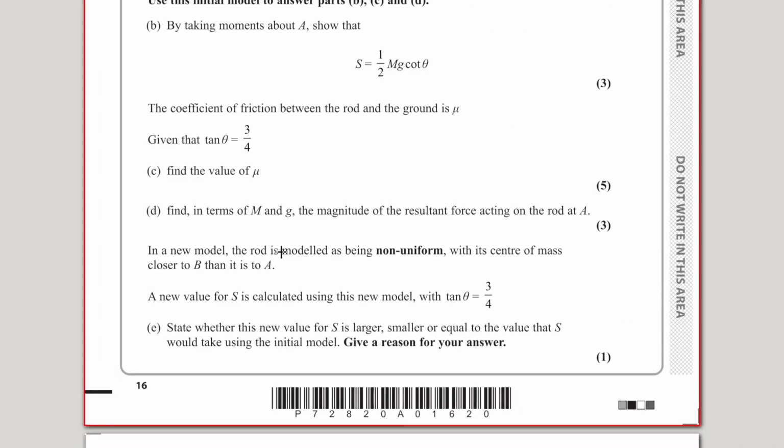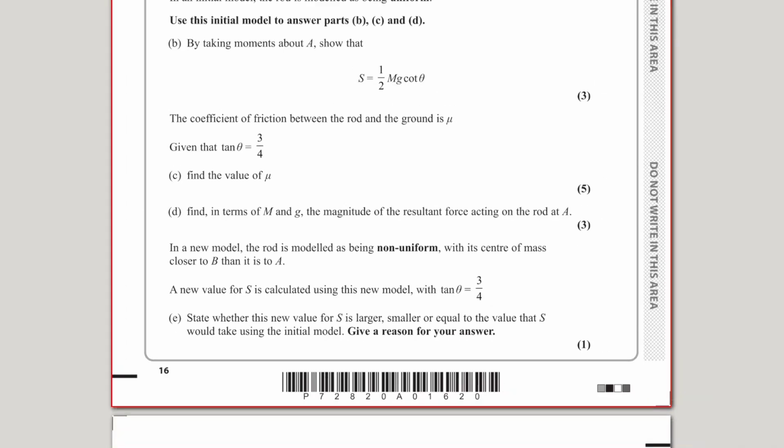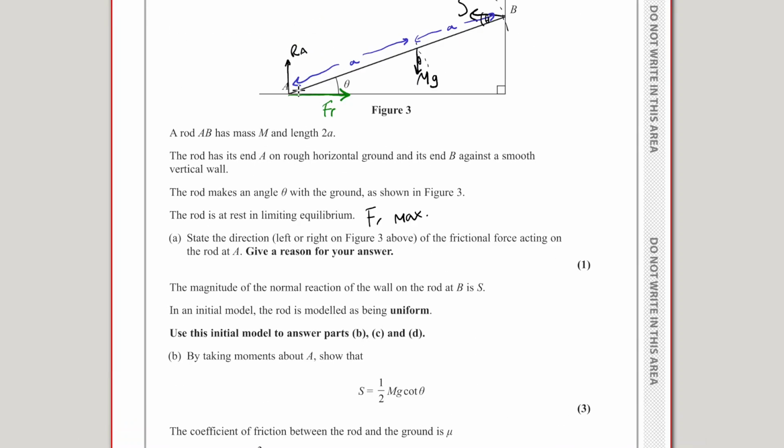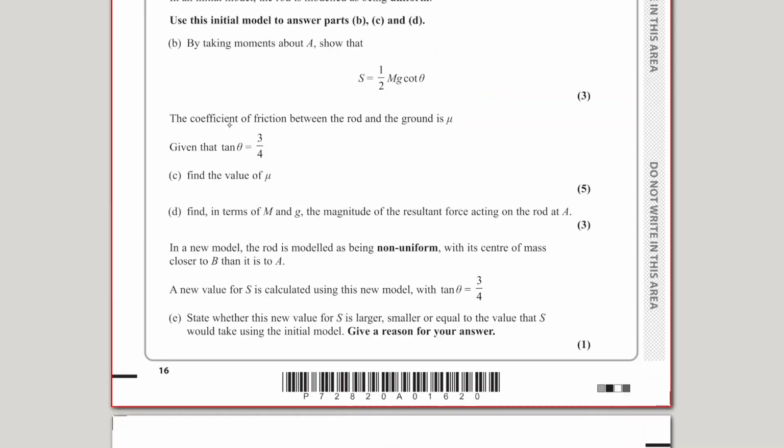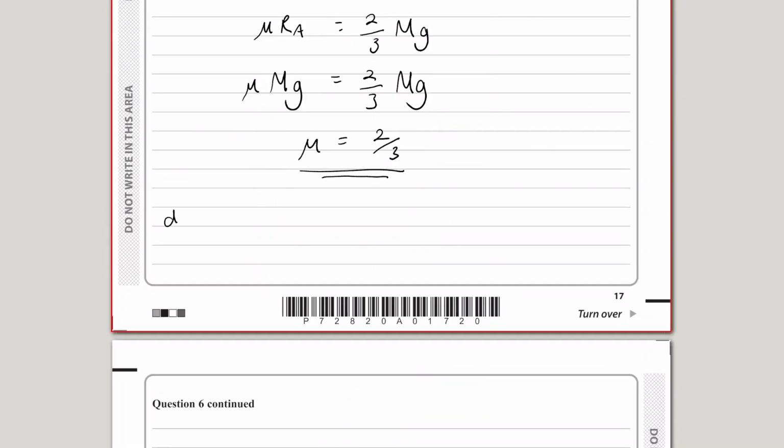Find in terms of m and g the magnitude of the resultant force acting on the rod at A. So the magnitude of the resultant force at A, we've got the reaction at A and we've got the friction force, which is mu times the reaction at A. So forces up equal forces down. So the reaction at A is mg. And the friction force is equal to mu, which is 2/3, times R, which is 2/3 mg.